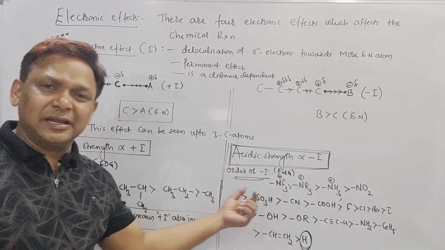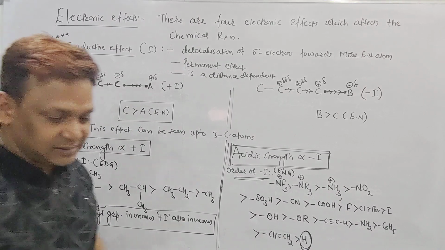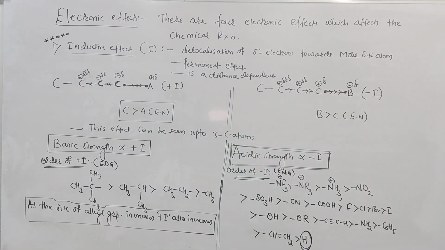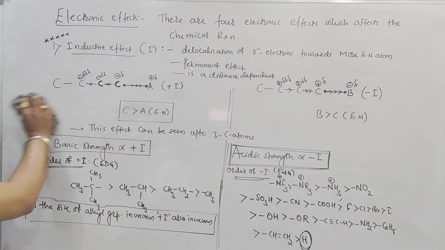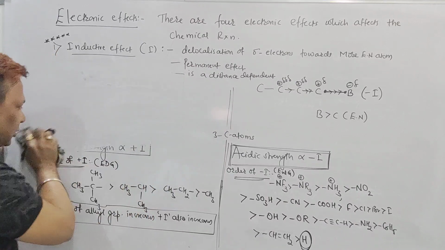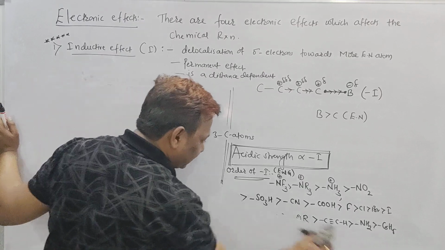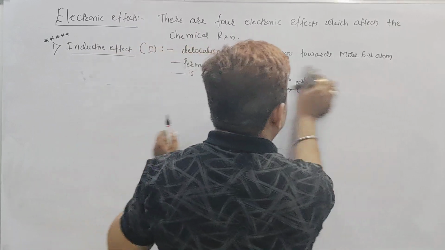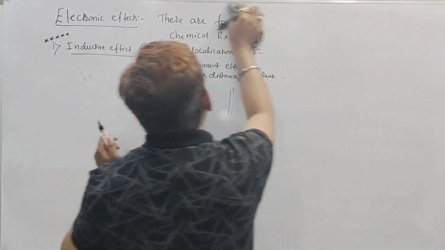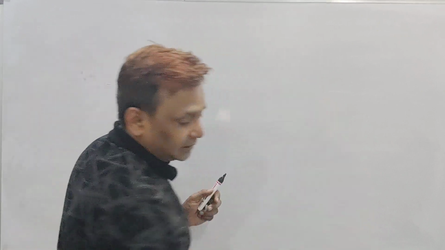This order of minus I and plus I only will help us to decide the acidic strength and basic strength of these particular species. For example, I want to discuss the application of plus I with you. Plus I means inductive effect. Wherever the plus I is there, basic strength will increase. Wherever the minus I is there, our acidic strength will increase. Now acidic strength and basic strength can be decided by the inductive effect, that is the positive inductive effect or the negative inductive effect.